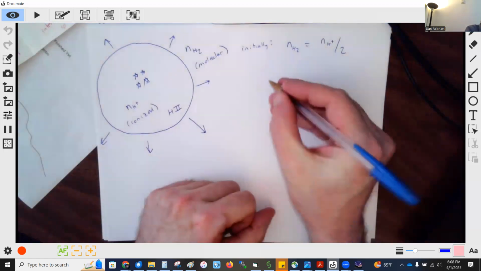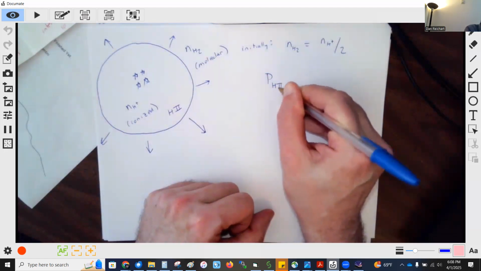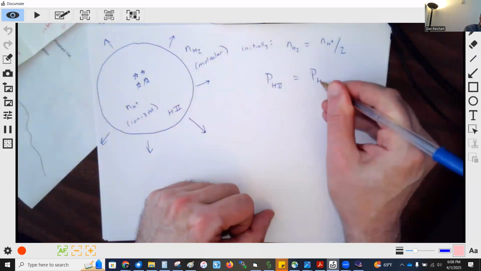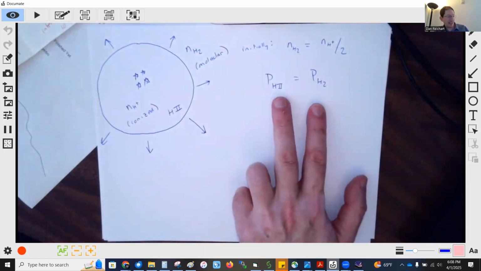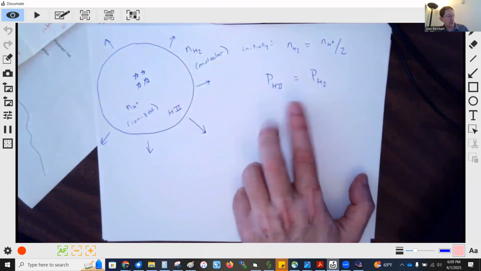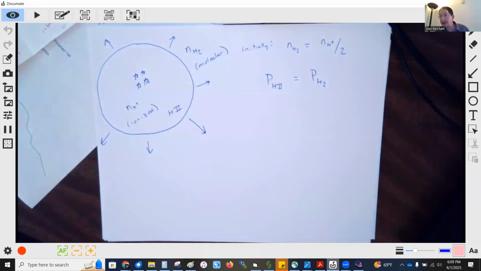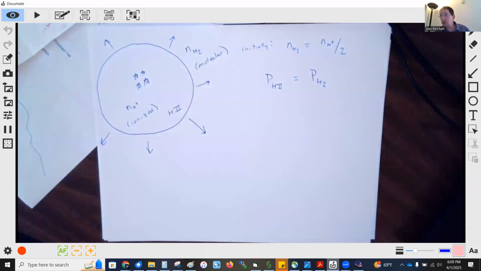Okay, so let's derive this. We want the pressure of the inside H II region to equal the pressure of the outside molecular gas. And I know that notation's confusing, H II and H2. Just remember which is which. H Roman numeral 2, that's referring to the inside hot ionized gas. H subscript 2, that is molecular, that's the outside cooler gas.